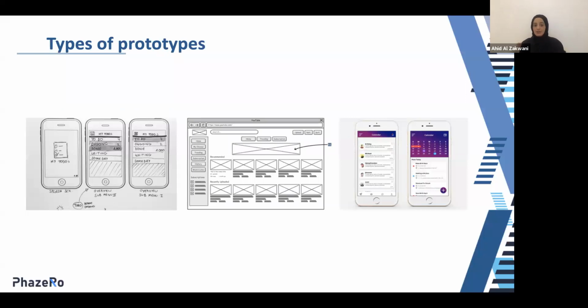There are different types of prototypes. We have sketches. These are low fidelity prototypes. We have wireframes. And then we have high fidelity prototypes. So high fidelity prototypes are the ones that we deliver to developers, but you can test and validate either sketches, like low fidelity prototypes, or wireframes, or even mockups. So it's totally fine to test any one of them.